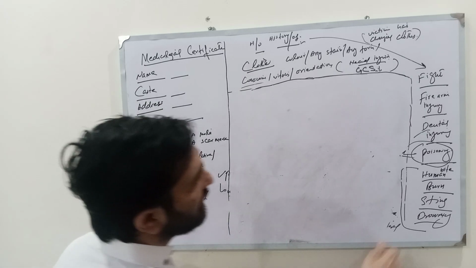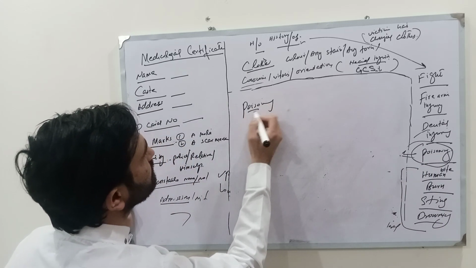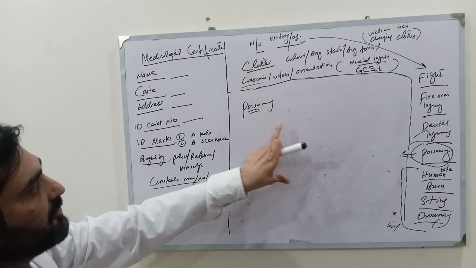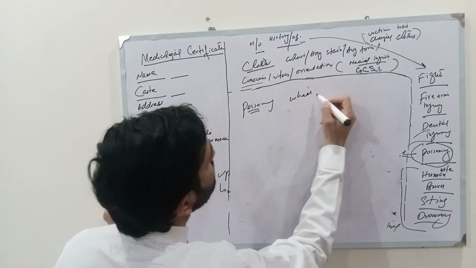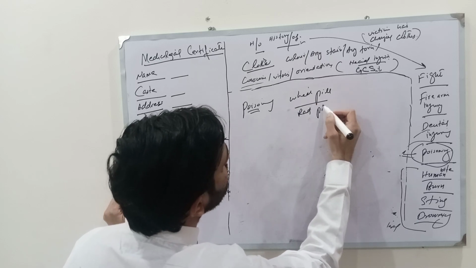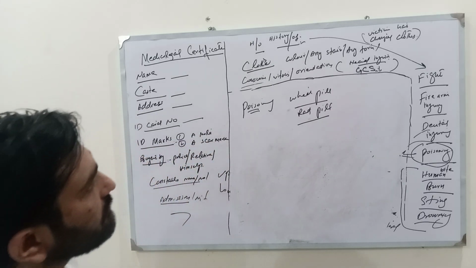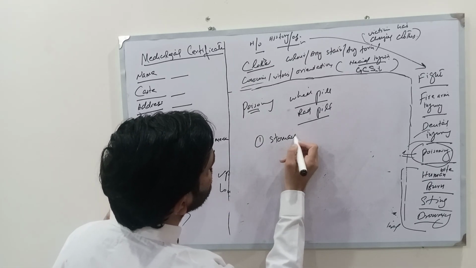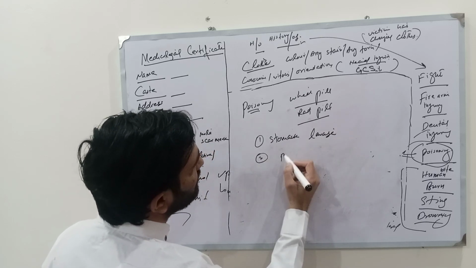Next is poisoning. Remember two samples which are important for poisoning, whatever the poisoning is, either wheat pill poisoning or rat pill poisoning, most commonly. Two samples are important. One is stomach lavage and second, blood sample.